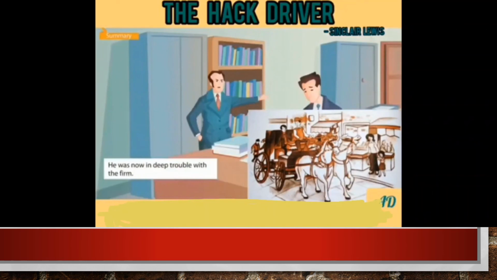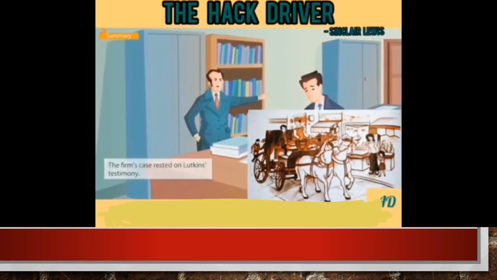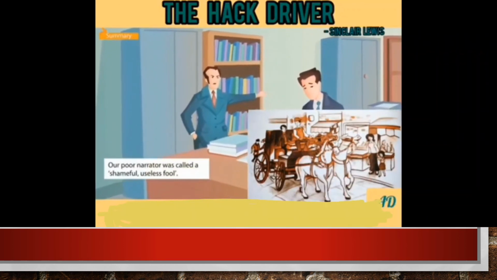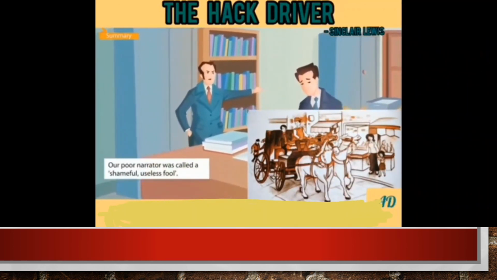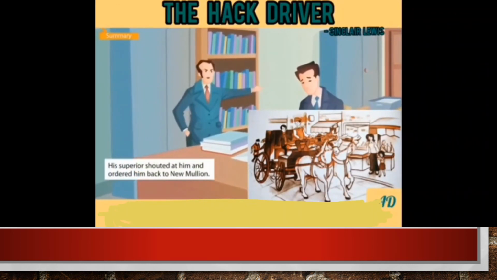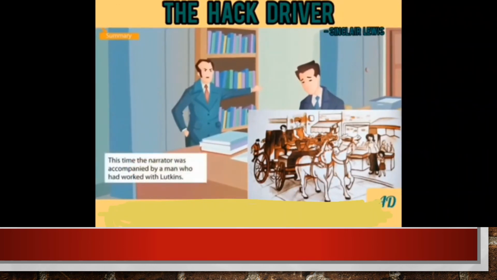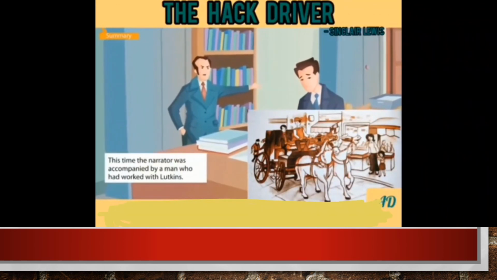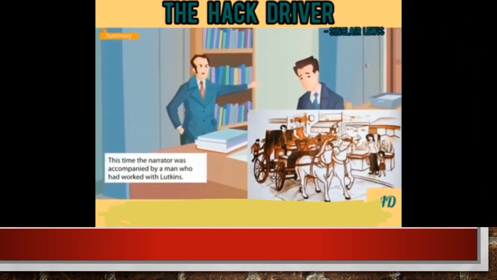He was now in deep trouble with the firm. The firm's case rested on Lutkins's testimony. Our poor narrator was called a shameless, useless fool. His superior shouted at him and ordered him back to New Mullion. This time the narrator was accompanied by a man who had worked with Lutkins.